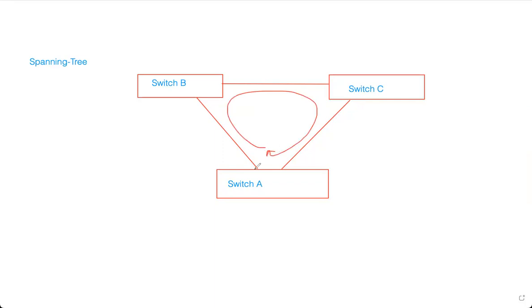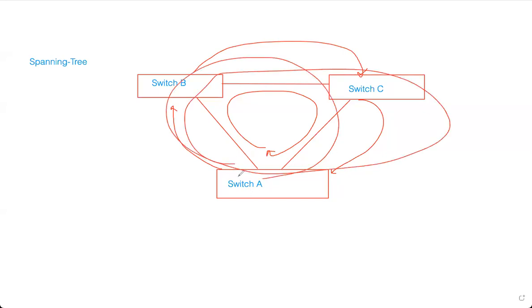What is a loop actually? If switch A says, hello, my name is switch A, to switch B, and switch B passes that information to switch C, and switch C passes the same information to switch A, then switch A is sending a message again and again. So there is a loop happening here between the packets.